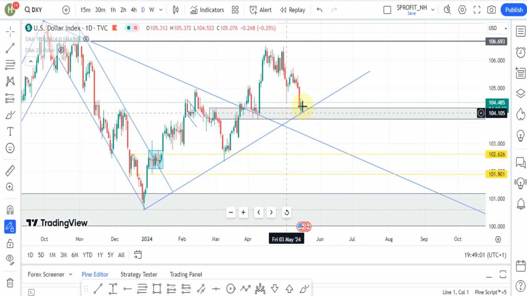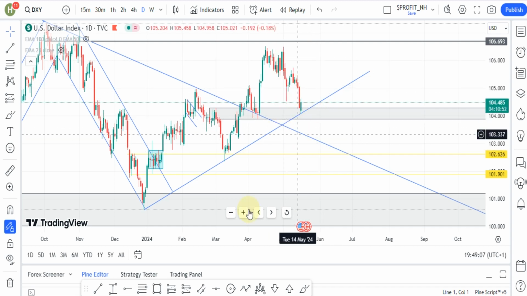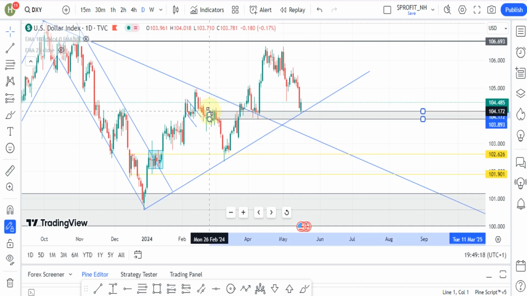For instance, at this point the market is coming down to this area, giving us this third touch. After giving us this third touch, it failed to break below this area. Then right now we should expect the market to give us a reversal pattern from this point, then push all the way upwards.